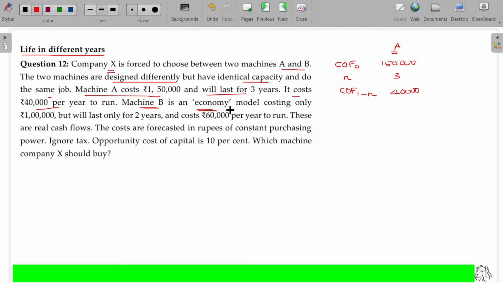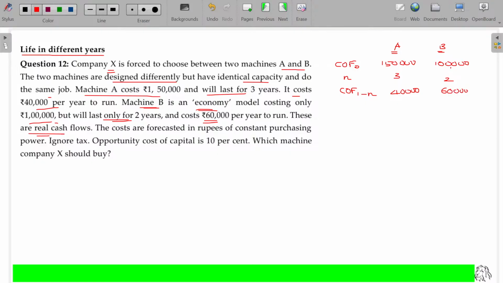Machine B is an economy model costing only 1 lakh. In the case of machine B, the cash outflow for purchasing amounts to rupees 1 lakh, but it lasts only 2 years, the life being only 2 years, and costs us 60,000 rupees per year to run, from year 1 to 2, only 2 years. Thereafter, we have to go for replacing it with a new one.